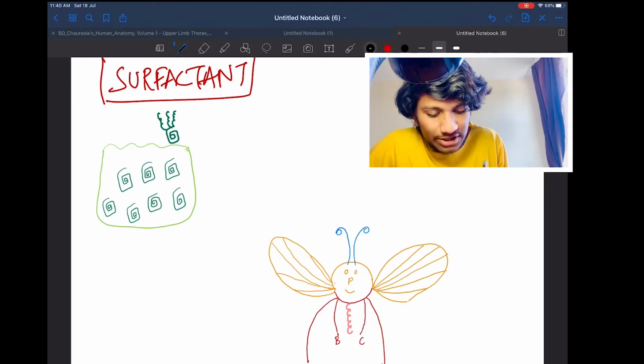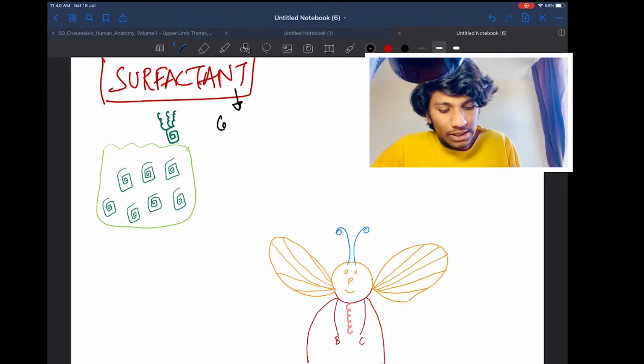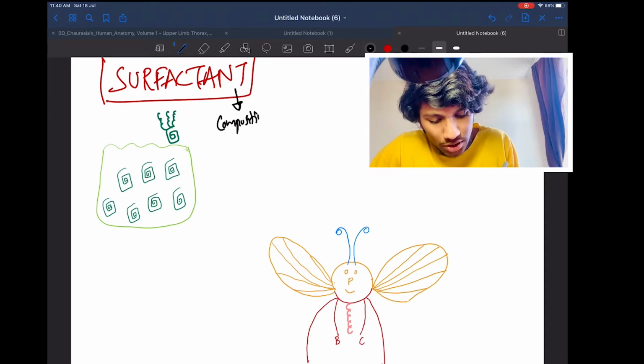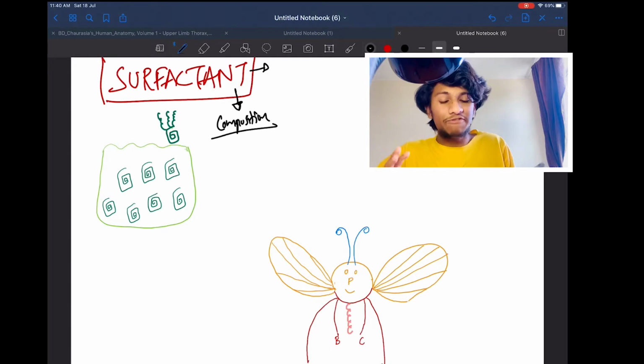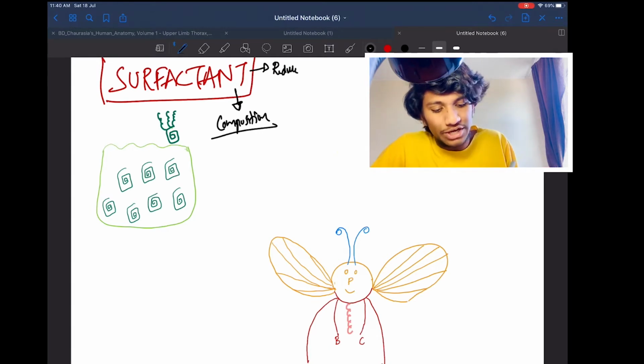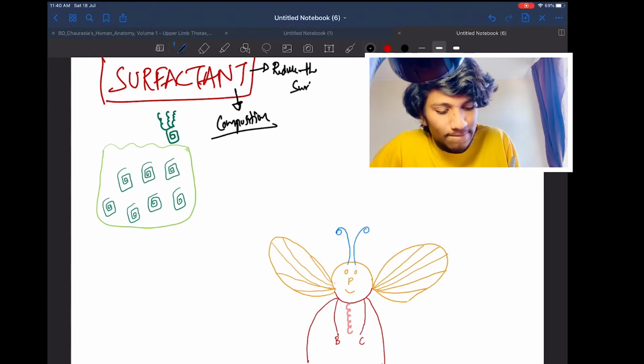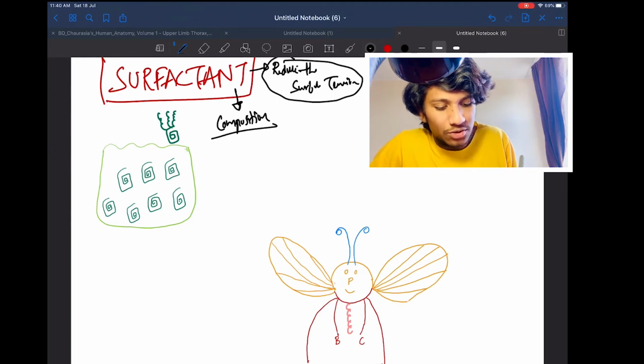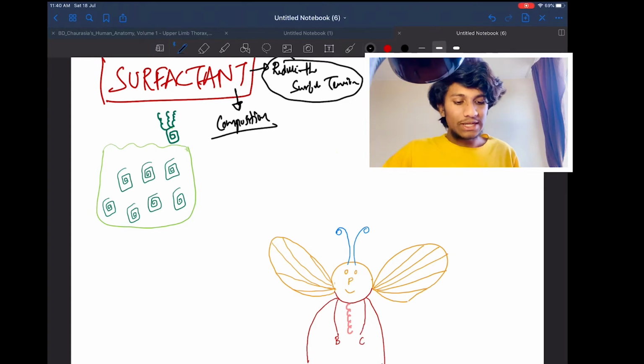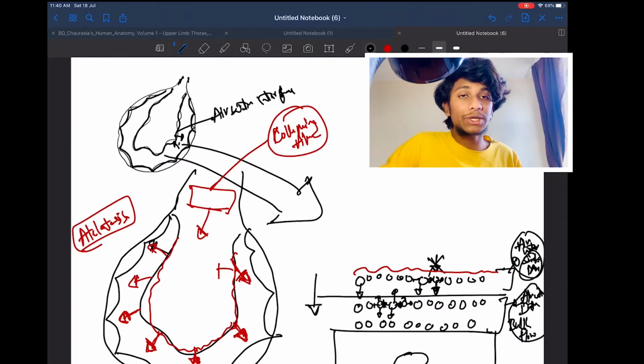So here we have surfactant. And what is this surfactant? What is the composition of surfactant, and what is its main function? Surfactant needs to reduce the surface tension. This is the main function of surfactant.